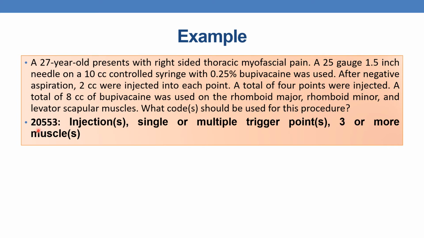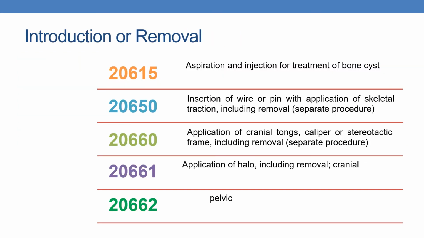So the appropriate CPT is 20553. Injection, single or multiple trigger points, 3 or more muscles. Now let us discuss some more CPTs of introduction or removal. The first CPT is 20615, which involves aspiration and injection for treatment of bone cyst.